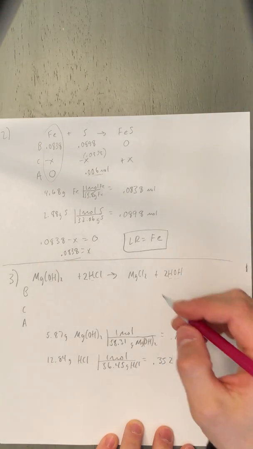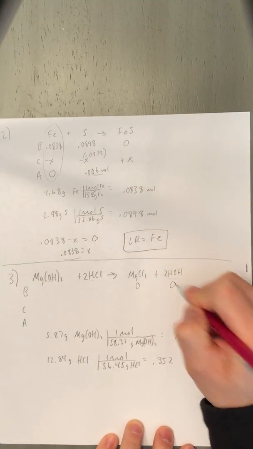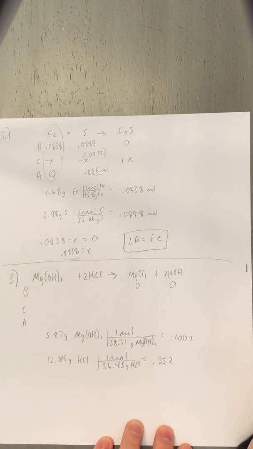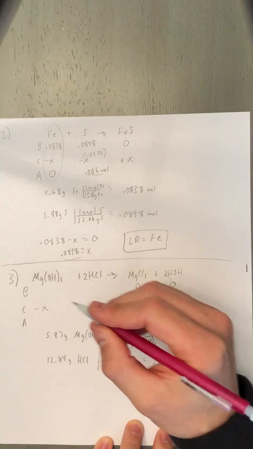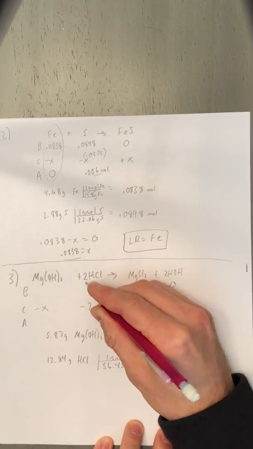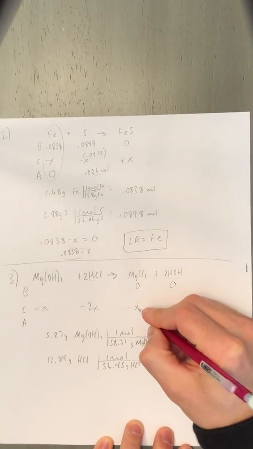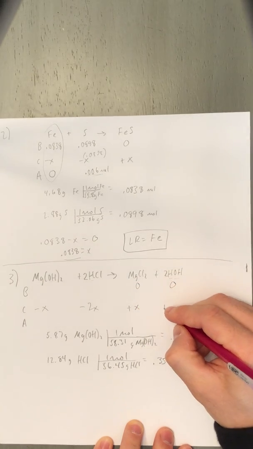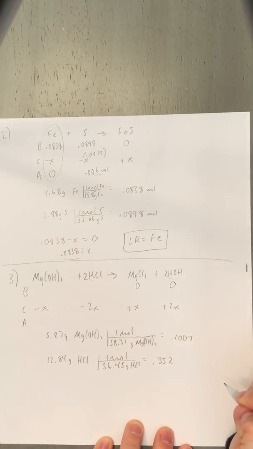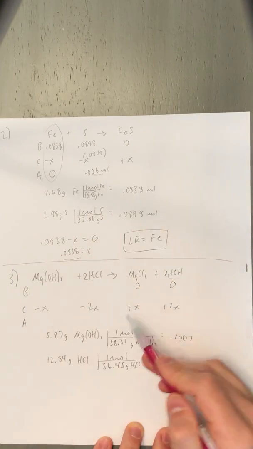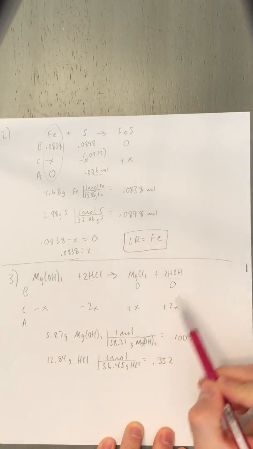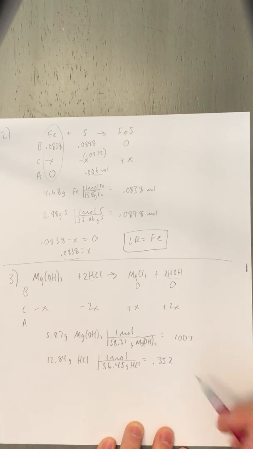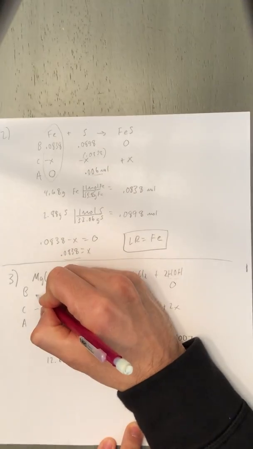Okay, so remember, again, 0 here. You always have 0 of your product before you start. Change, we can go ahead and fill in minus x, minus only 1 because it's a 1, minus 2x because it's a 2, plus x because it's a 1, and plus 2x because it's a 2. Remember, it's minus on the left, plus on the right. You lose what's on the left to gain what's on the right. And then I can fill these numbers in.